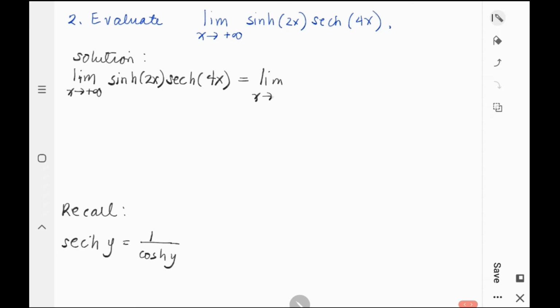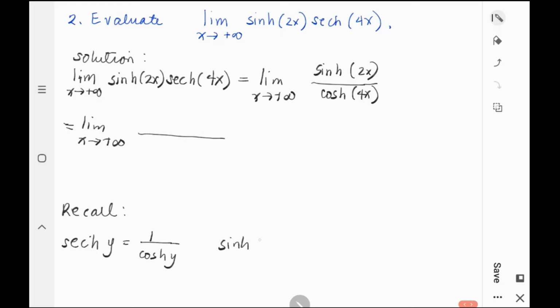Limit as x approaches positive infinity of hyperbolic sine of 2x over hyperbolic cosine of 4x. And now we recall the definition of hyperbolic sine of 2x. If we have hyperbolic sine of y, this is equal to 1 over 2 times e raised to y minus e raised to negative y.